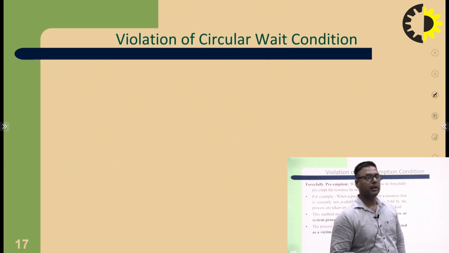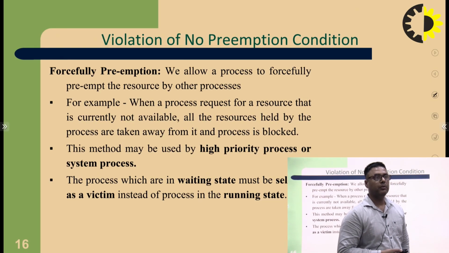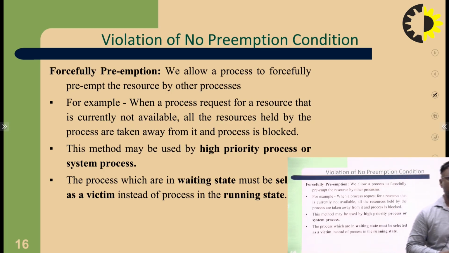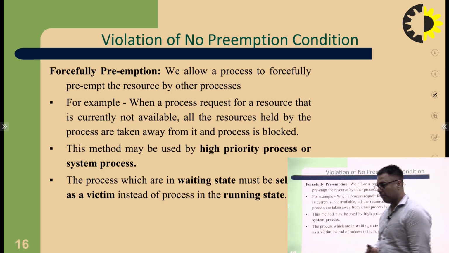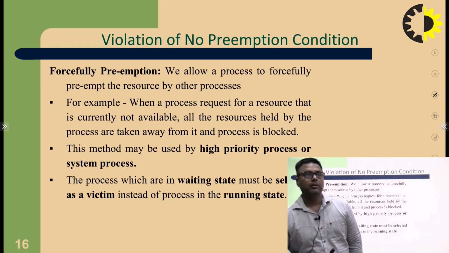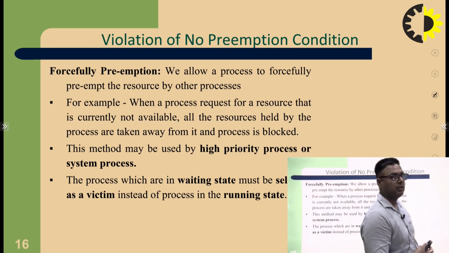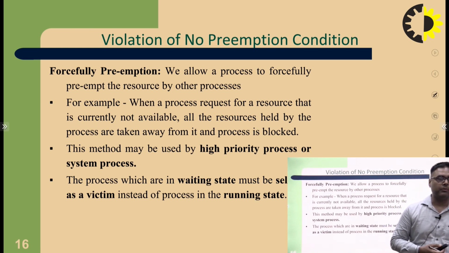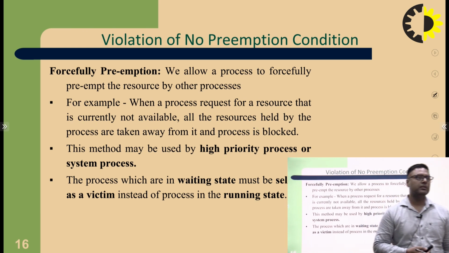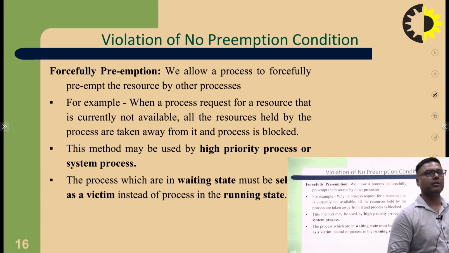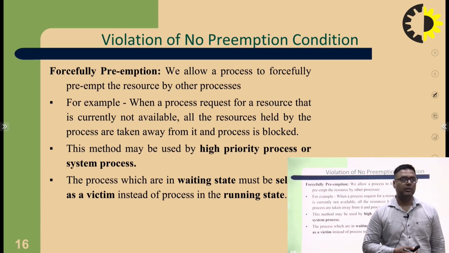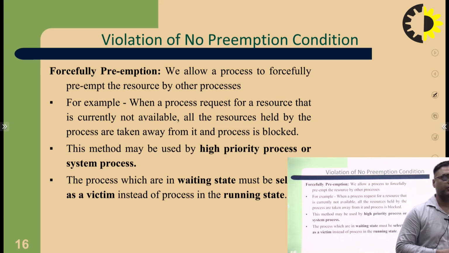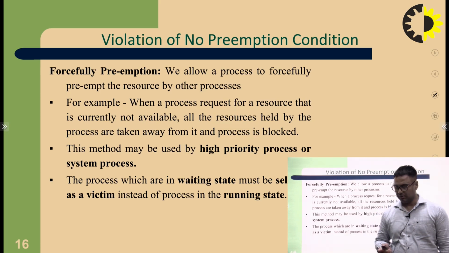No preemption. That means forcefully we have to break a process that is in a running condition, because if a high priority process enters, then the normal process is stopped and the high priority process runs. So we forcefully preempt the process to avoid deadlock. We allow a process to forcefully preempt resources held by others.